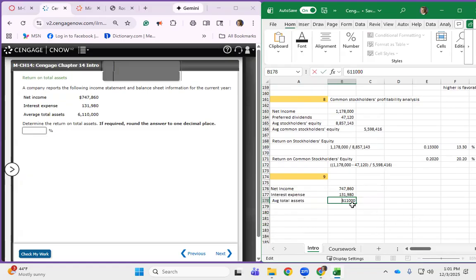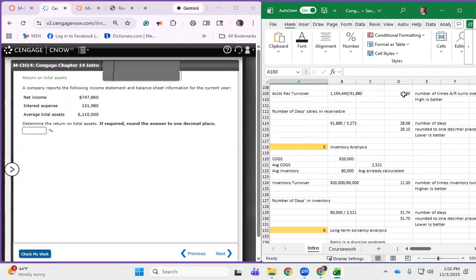I need to add another 0 to this. Okay, so they've done the work for us. There we go. All right, so once again, return on total assets. So you buy all these things to build your business and to work in your business. Well, what kind of a return are you getting on them? That's basically what it's asking.